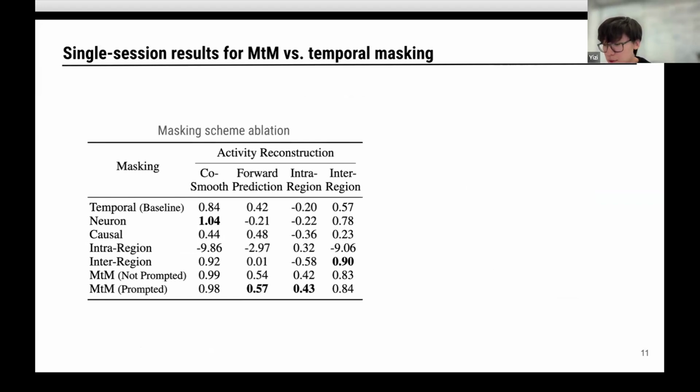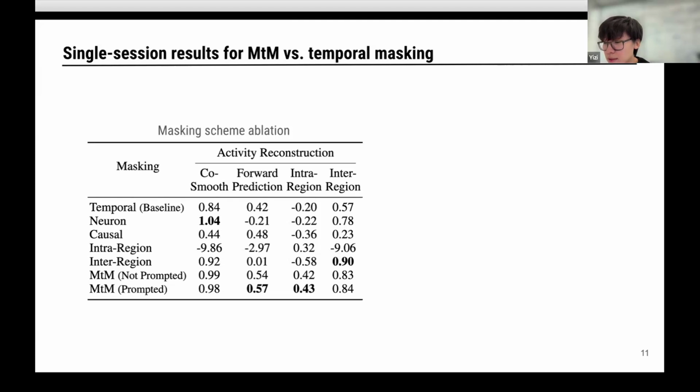And as I mentioned, masked modeling is usually performed by masking random time steps of the neural data. We call this masking scheme temporal masking, which is our baseline. To understand the importance of each proposed masking scheme, we train the transformer in a single session using each individual masking scheme and compare them to the model trained using the baseline temporal masking. And we show the ablation results in this table.